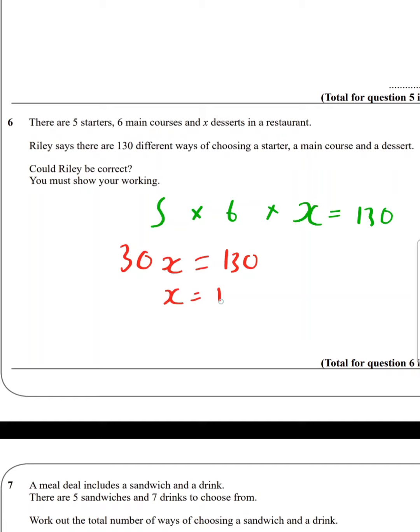So x equals 130 divided by, not divided by x, divided by 30, and that means x is 4 and 1/3, because 30 goes into 130 four times with 10 left over, so 10 over 30. So of course it's not an integer, and it must be a whole number for this whole thing to make sense. Therefore, Riley is incorrect.